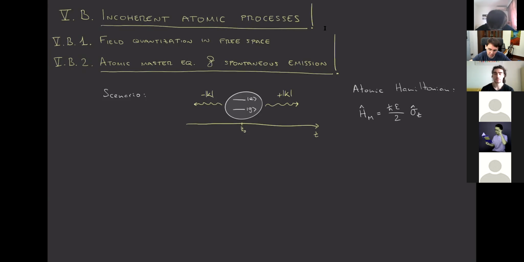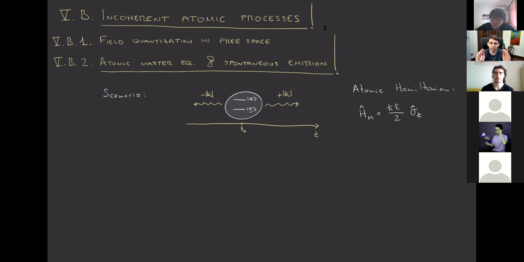And so this is one thing. Then the other thing that we need to do is develop a quantum theory for the electromagnetic field in free space, okay? This is the first section, called field quantization in free space. In principle, we have not done this yet, because what we have done is quantizing the electromagnetic field inside an optical cavity.